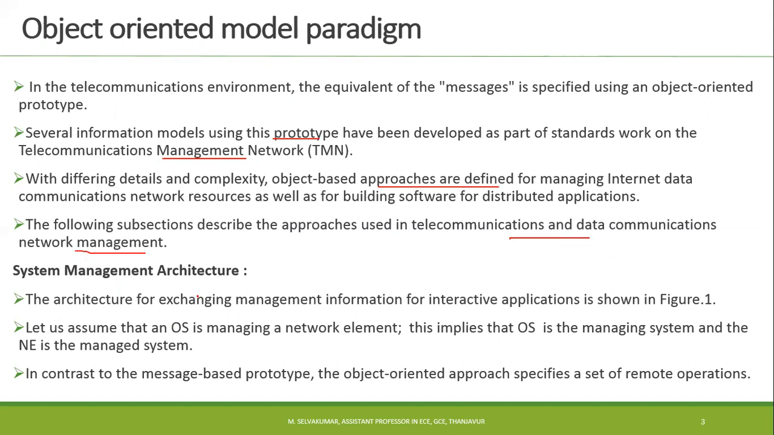Here I'm showing the system management architecture. This architecture is used for exchanging management information for the interactive application, as shown in the figure. Let us assume that the OS is managing the network element. This implies that the OS is in the managing system and the network element is in the managed system. This network element we call the managed object.